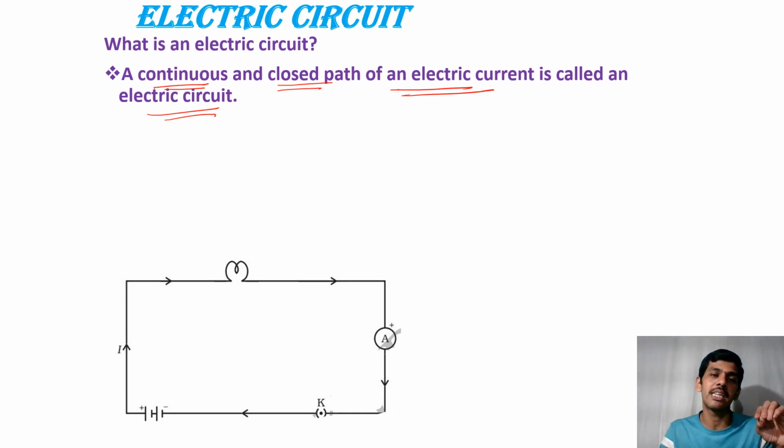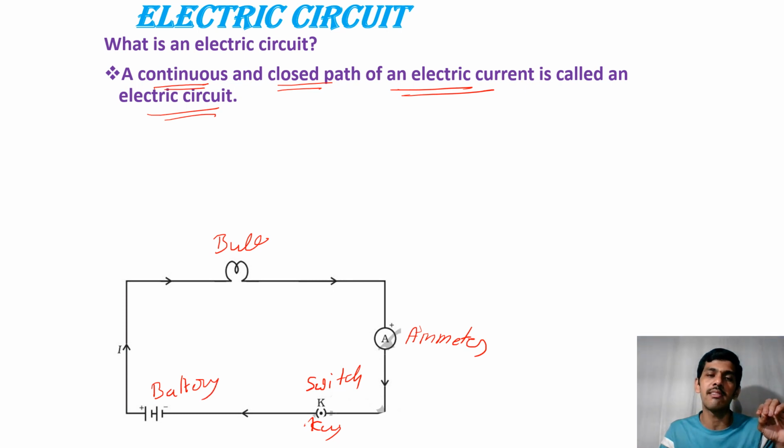You can look at different apparatus here. This is the bulb, and this is an instrument used to measure the current, called an ammeter. This is a device we call a switch or a key, and this is the symbol of a battery.